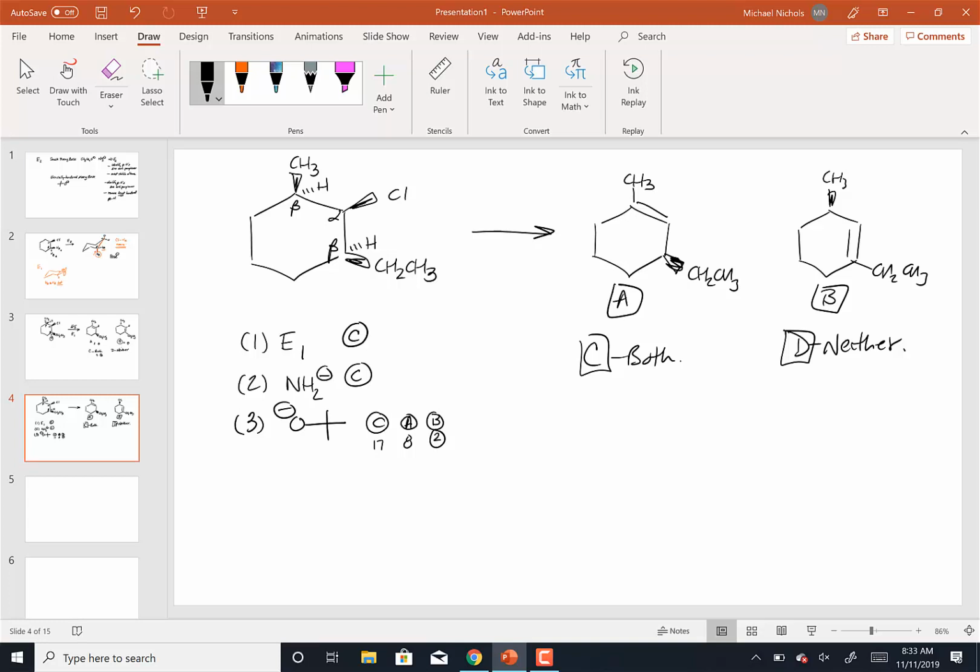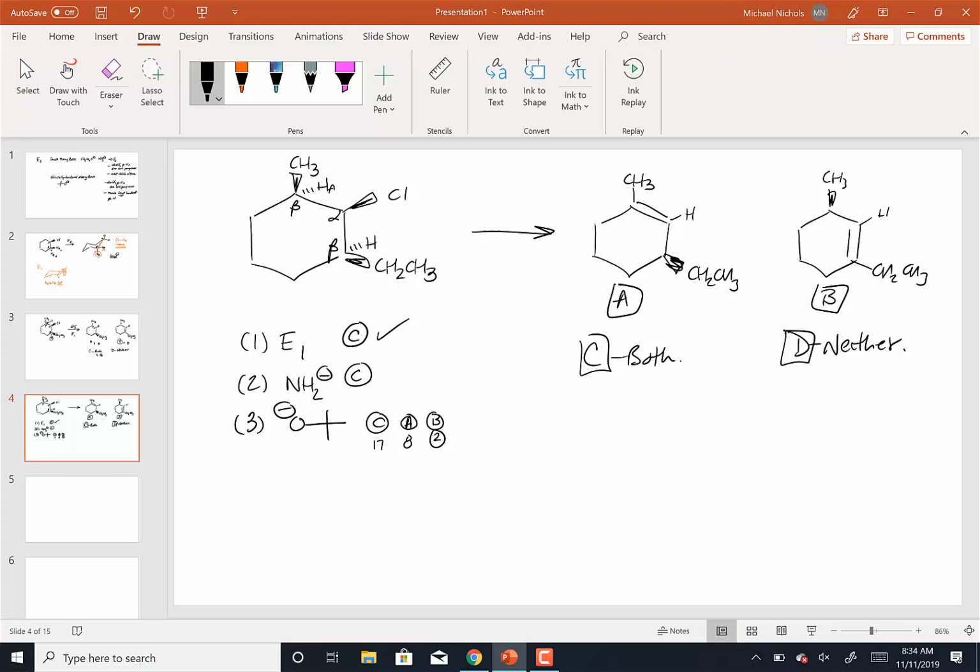So then once I have my possible products, which I already have, A and B are possible products, which one is going to be the major one for E1? It's always going to be the one that's most substituted, which is, bless you, it's going to be A and B because they both have 3 alkyl groups attached to the double bond. So C is the major product there. Now NH2 minus for this one.